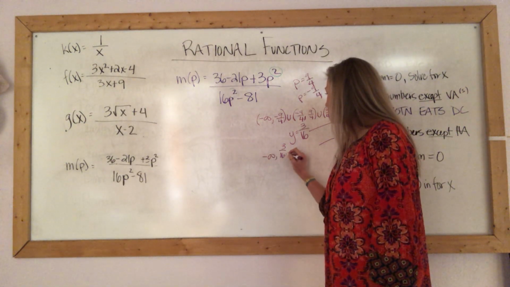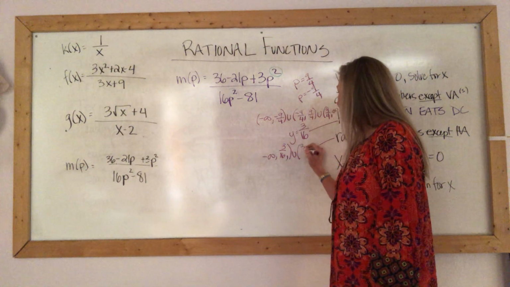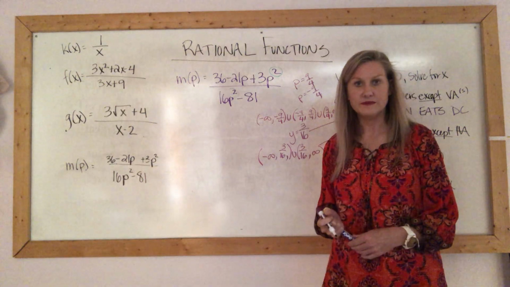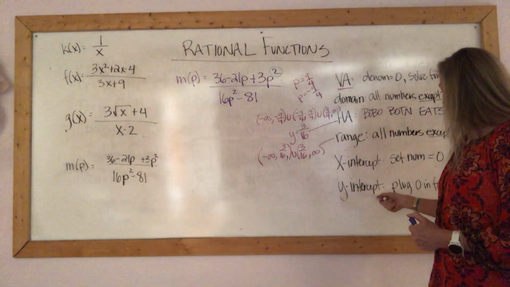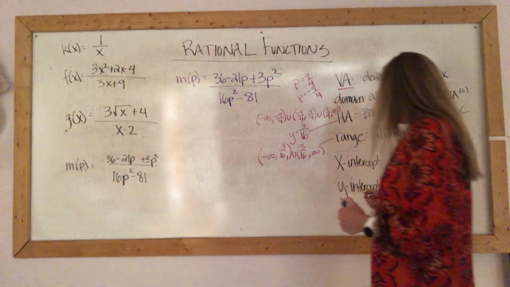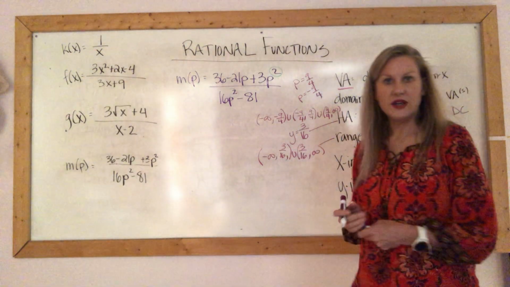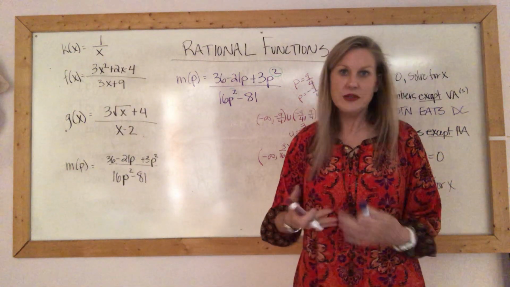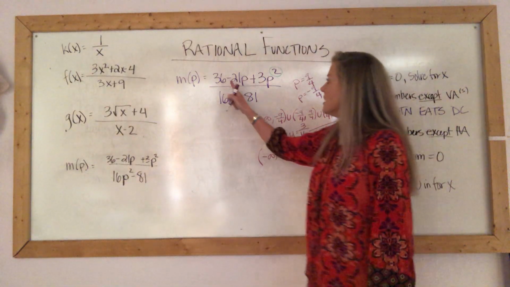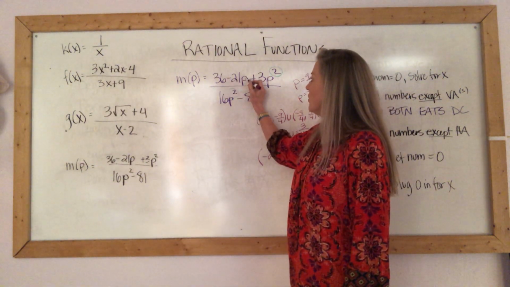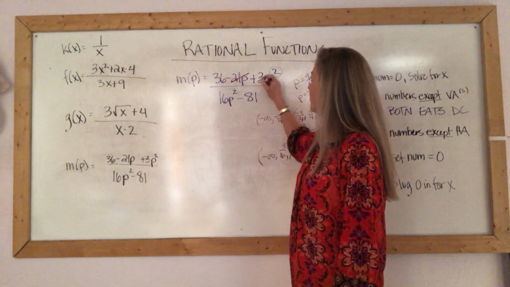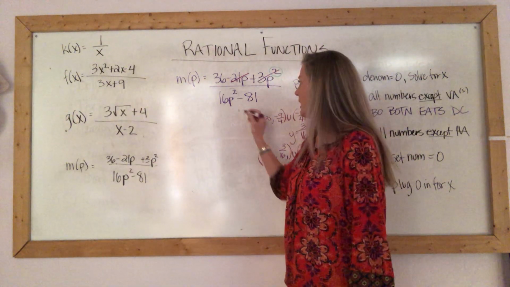-infinity to 3/16 along with 3/16 to +infinity. Now let's find the y-intercept. On the y-intercept, I'm going to plug a 0 in for x, or a 0 in for my independent or input variable. In this case, it happens to be p. So if I put a 0 in for this p, that term goes away. A 0 in for that p, that term goes away.